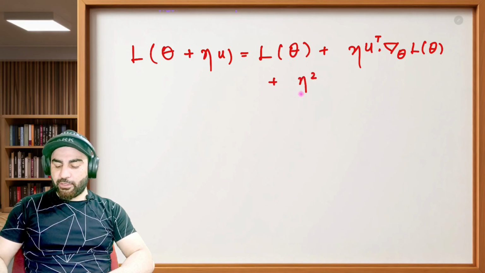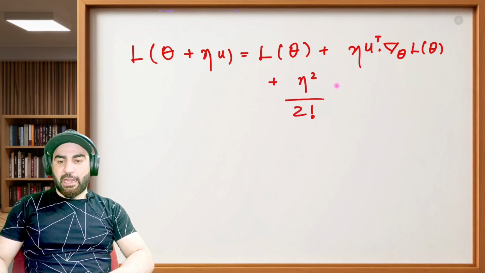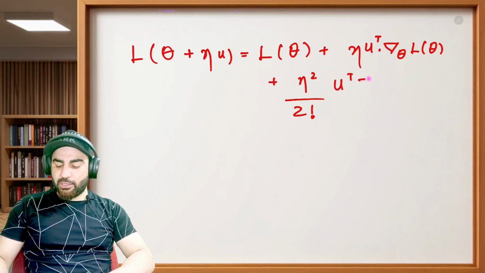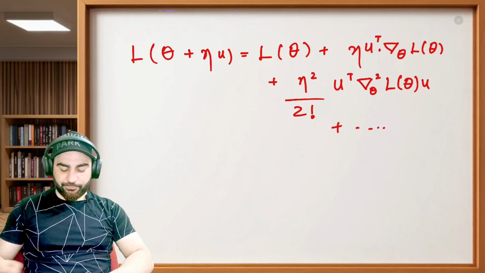So this will be eta squared divided by 2 factorial. And then we'll have multiplied by u transpose. This is, I think, rather nabla of L of theta. And u, and so on in higher order terms.